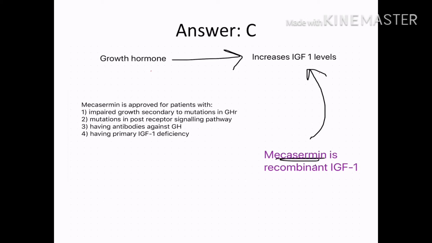So in a patient where growth hormone receptor is mutated, or there is post-receptor signaling pathway deficiency, or there are antibodies against growth hormone, or the patient is primarily deficient in IGF, mecosermin is the right option as it bypasses all these problems and leads to an increase in IGF levels, which can then mediate all the effects of growth hormone.